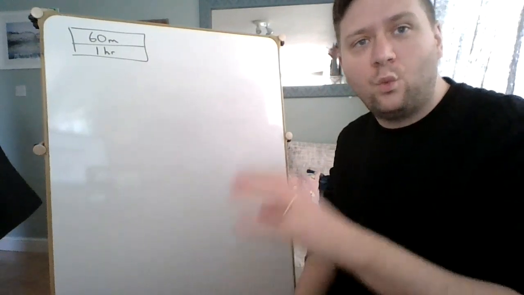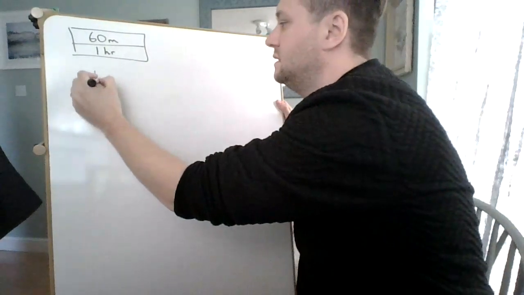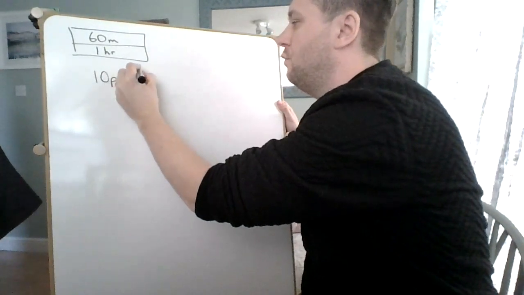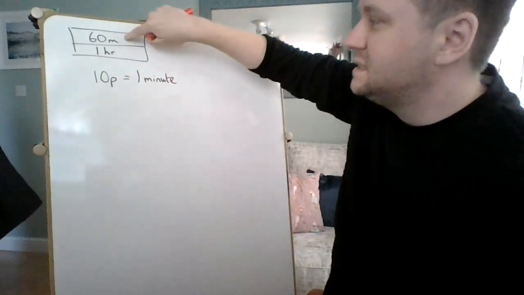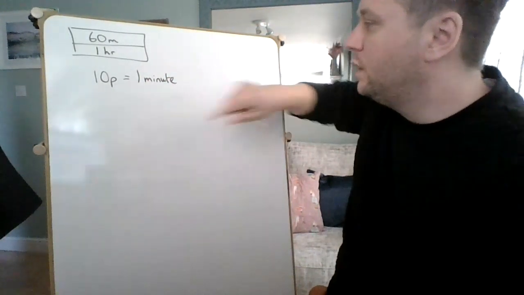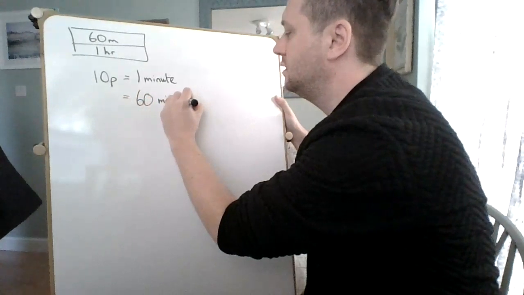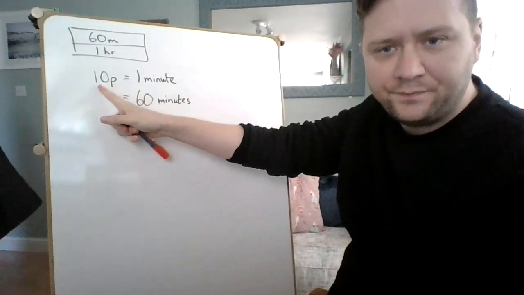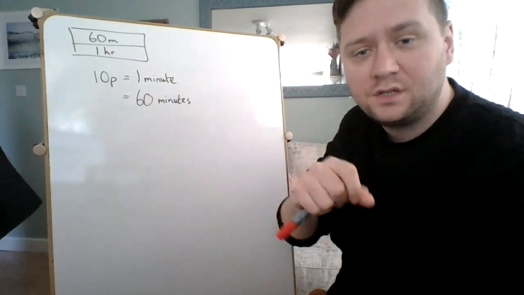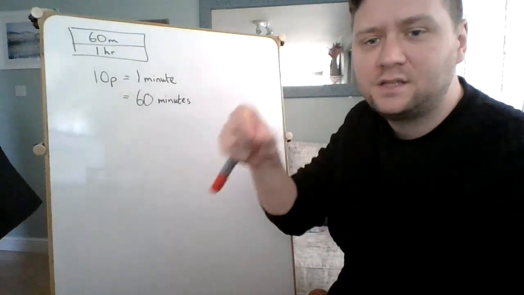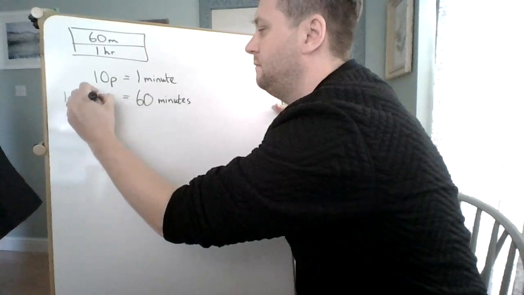Now, if we know he earns 10p for 1 minute, and we know there are 60 minutes in an hour, we need to know how much he earns in 60 minutes. So we need to do this 10 times 60, because 10p per 1 minute, we need to know how much he's earned over 60 minutes, so it's that 10 times 60. So write that down there.